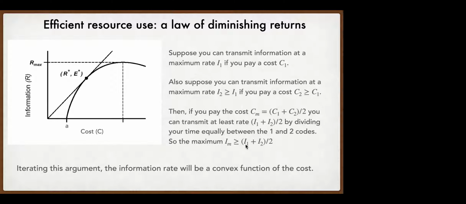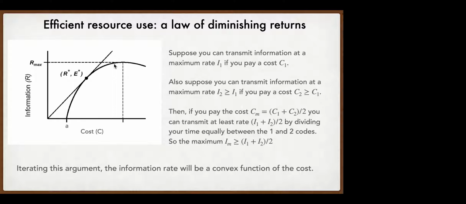So by iterating this argument, what that basically says is, for example, if I have a point here and a point here, and I draw a line between those 2 points, then at any intermediate location, the actual value of the amount of information you can transmit will be higher than the line between those 2 points. So what that argues, by iterating this argument, is that the information rate of necessity is going to be a convex function of the cost. It doesn't matter what the cost function is, it's going to be a convex function of the cost.